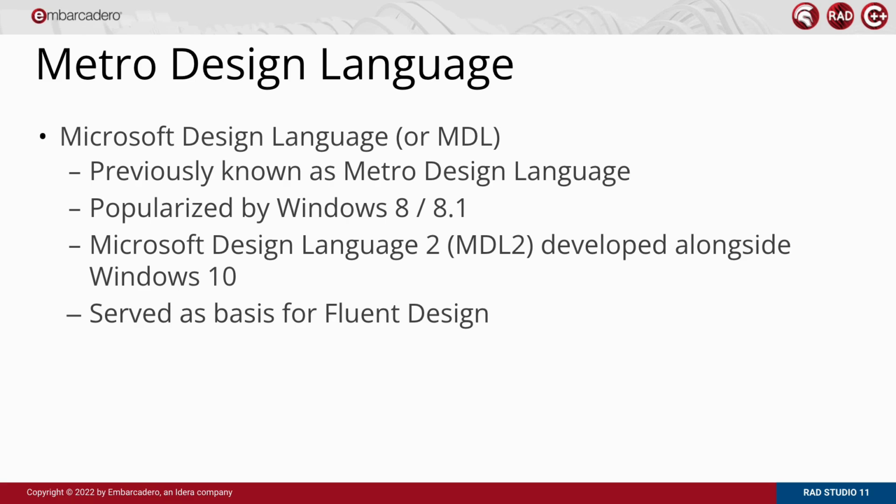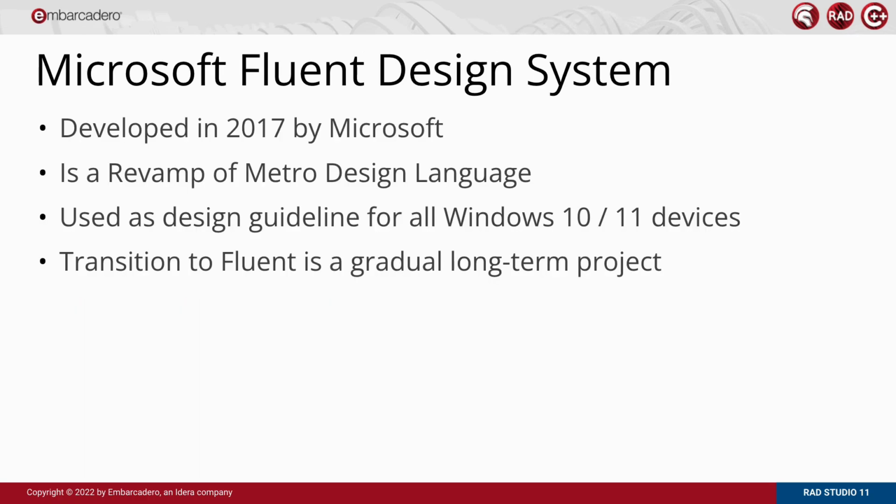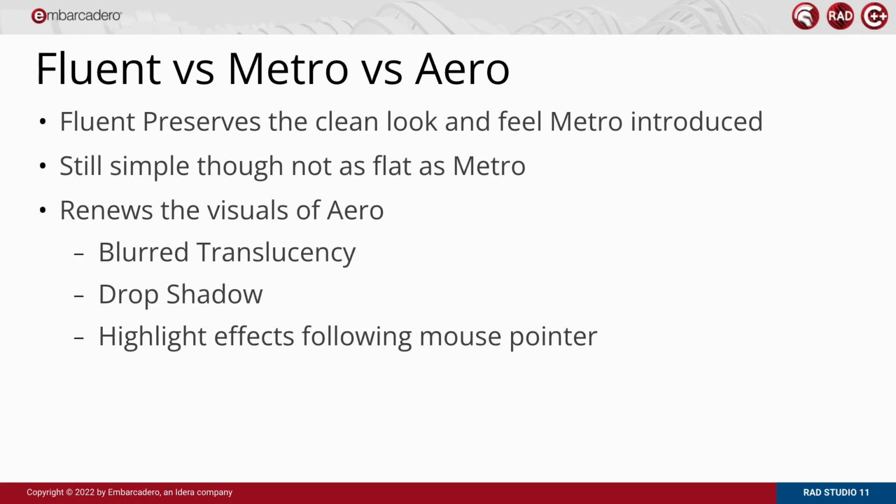Metro design language was popularized in Windows 8 and Windows 8.1. It served as the basis for Fluent design. So Fluent design was introduced in Windows 10 and also Xbox One, and it is kind of the evolution of all of these. It's a revamp of Metro design language, and the transition in the operating system is a long-term transition. If you look at Windows, you'll notice there's still things that are using older design languages.